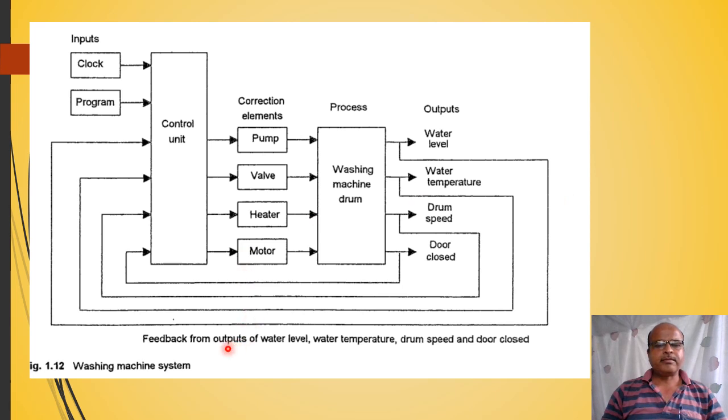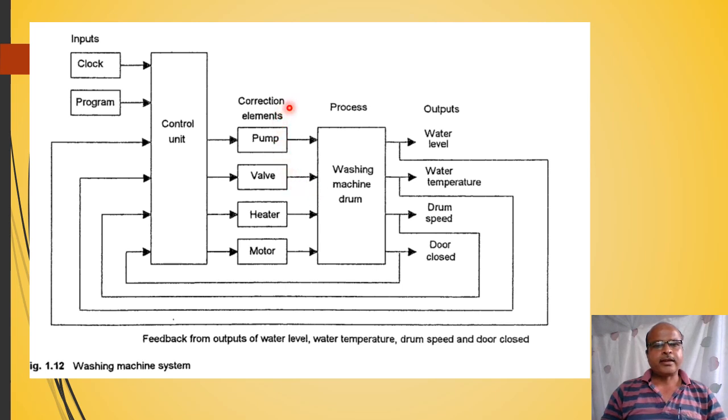So this is a basic block diagram of a washing machine system, and this is a block diagram from the book by W. Bolton, Mechatronics, which is a standard book. And this block diagram shows the feedback from output of water level, water temperature, drum speed, and door close. So this is a clock input program given to the controller unit.